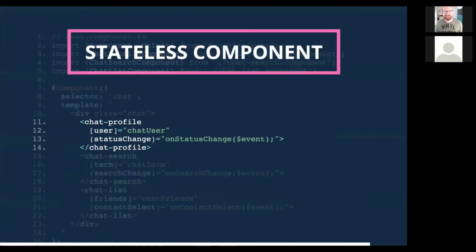So we looked at the slides at the beginning, and stateless components have an input and they have an output. So the data is the input, and the new data that's changed is the output, which we would get back in here via $event. So we're saying here we have an input binding because we're using square brackets. We want to bind to something, and our input data is going to be the chat user.